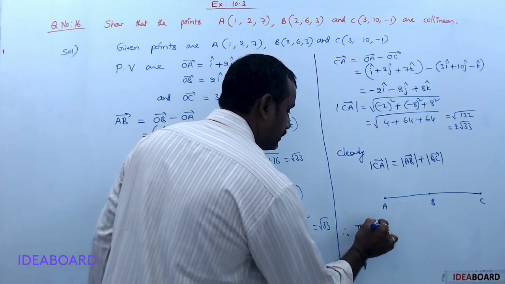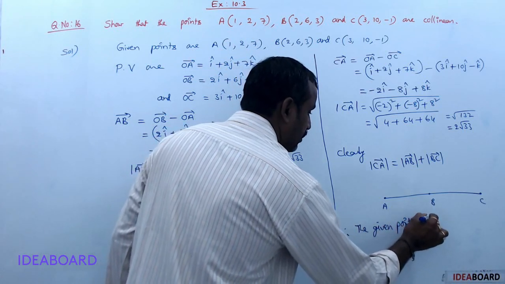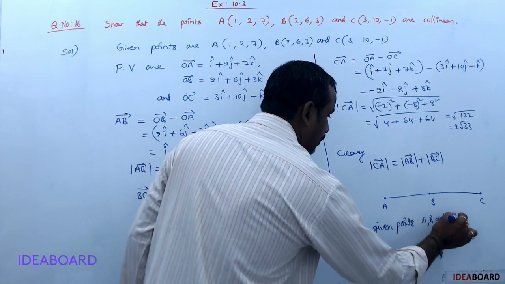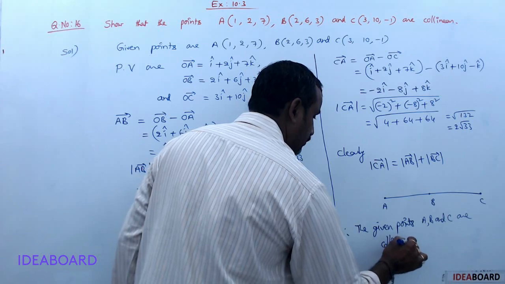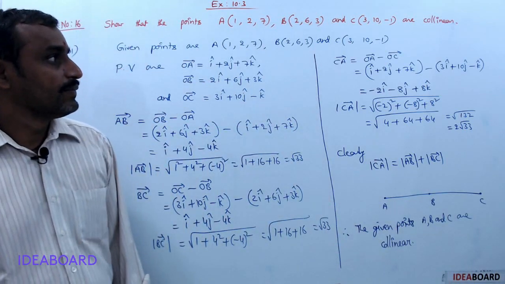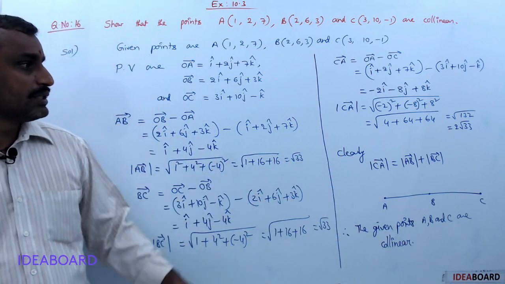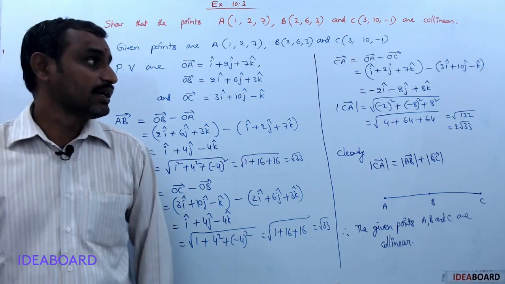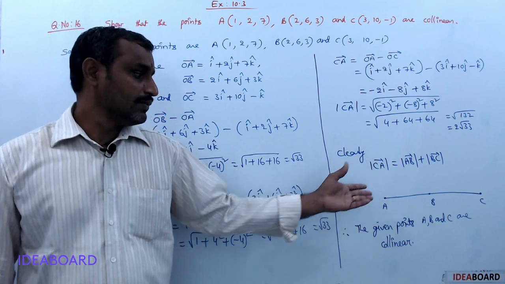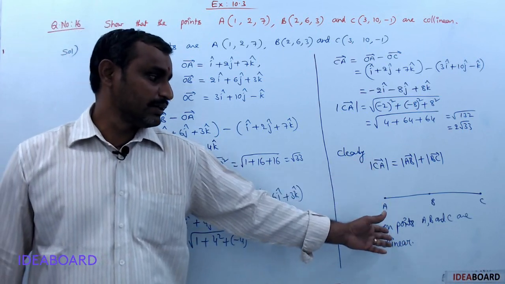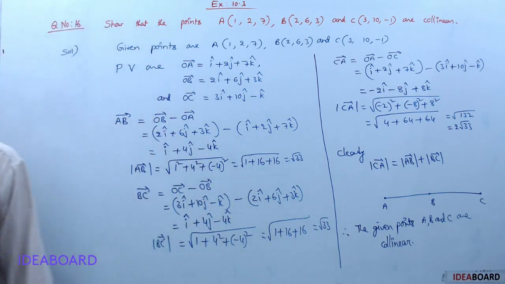Therefore, the given points A, B and C are collinear. This is the required solution. Note down. It is an easy question: just calculate the lengths AB, BC and CA. After that, you will get the condition, and this condition is satisfied. So therefore the given points are collinear. Note down. Next question we will discuss.